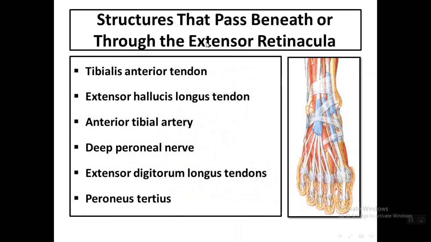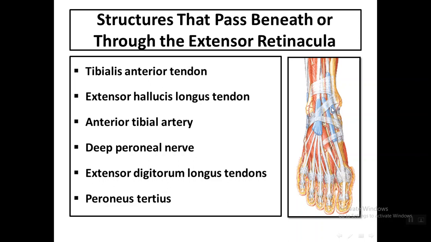But another set of structures pass beneath or through the extensor reticulum، يعني راح الاستراكشرات اللي راح تكون عميقة أو تمر تحت الإكستنسر reticulum اللي هو هذا عندنا superior extensor reticulum، عندنا inferior extensor reticulum اللي هو قلنا شكله يشبه Y shape. It is a Y shape reticulum. Both of them are extensor reticulum. These structures from medial to lateral.